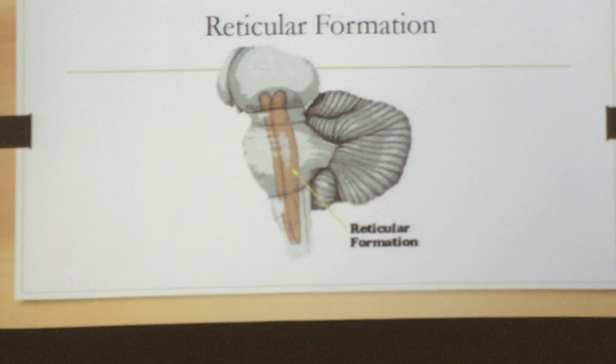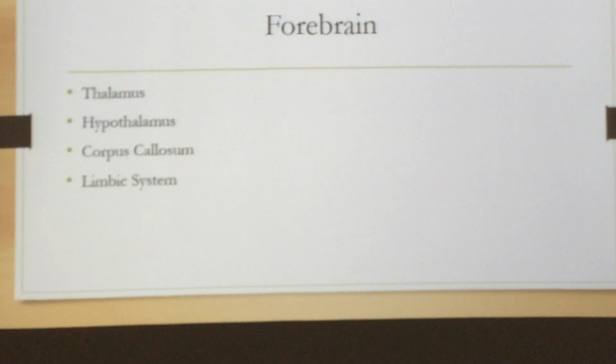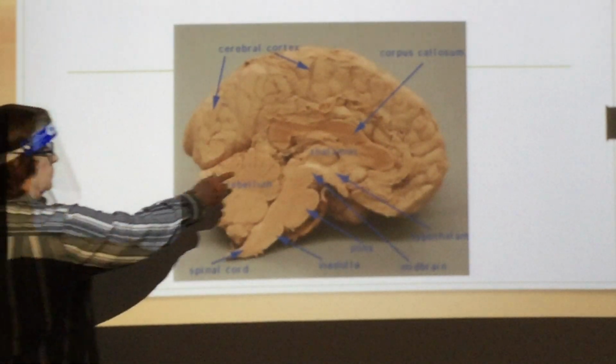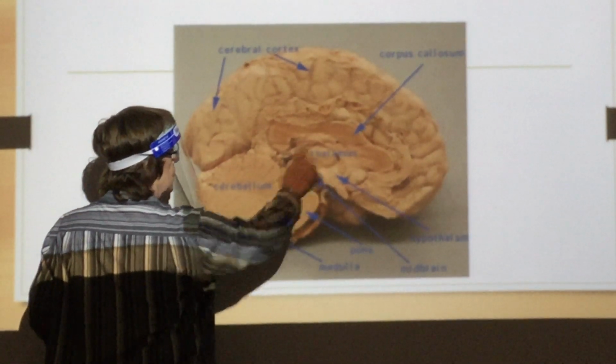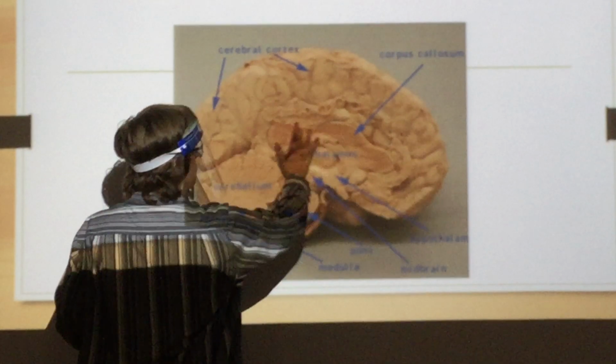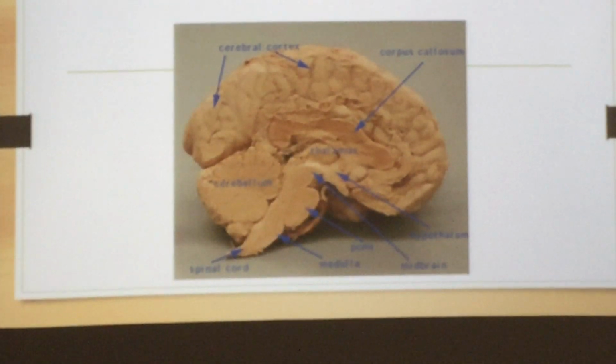It is in the midbrain, and the next thing is the forebrain. Now, we are going to talk about the thalamus and the hypothalamus, the corpus callosum and the limbic system. Thalamus, the hypothalamus, the corpus callosum, and then a different side has the limbic system.